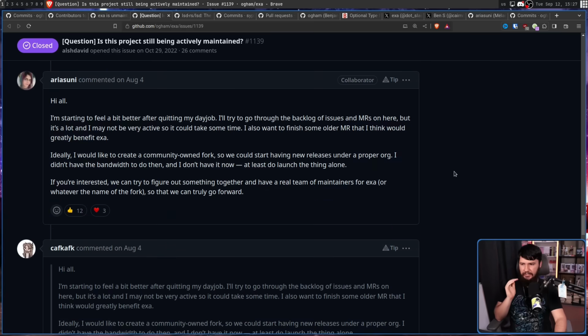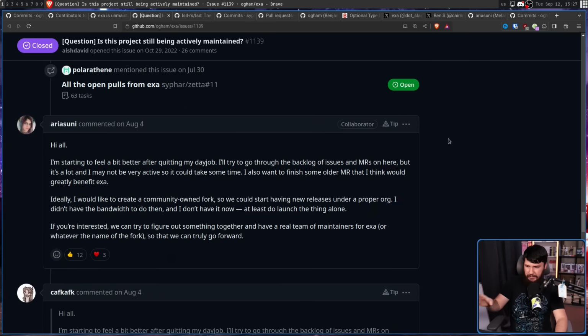Now, Aria did suggest a slightly different change, not specifically regarding this fork, more just about a fork generally. Ideally, I would like to create a community-owned fork so we could start having new releases under a proper org. I didn't have bandwidth to do that then, and I don't have it now. At least go launch the thing alone.